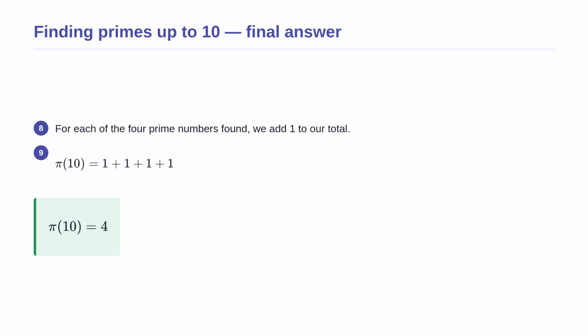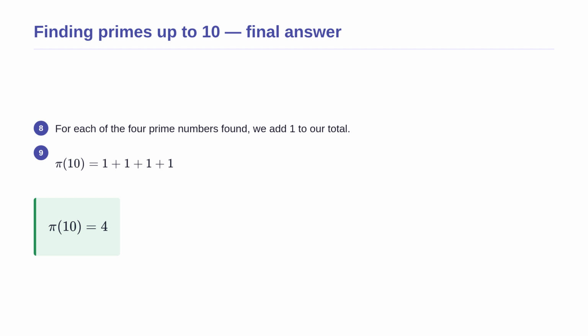Now we simply count them up. For each of the 4 prime numbers we found, we add the number 1 to our running total. This is exactly what the summation formula instructs us to do. We have 4 primes, so we write down the number 1 4 separate times. Adding them together gives us our final calculated answer of 4.